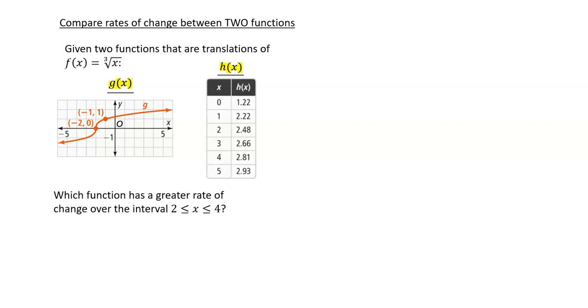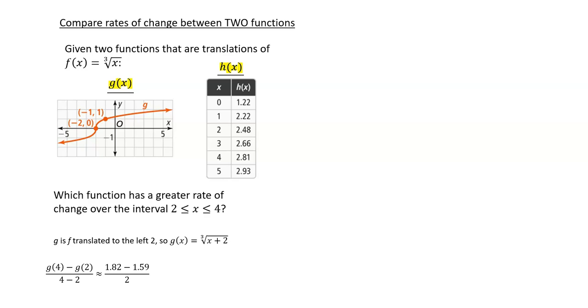Given those two functions, we want to say which has a greater rate of change in the interval x between 2 and 4. Well, on the graph, we can see that the cube root function got slid to the left 2. So g is a translation of f to the left 2 units. So g of x is the function cube root of x plus 2. That's what we can use to find values in this interval. h of x is a table, so we can just use the values from the table.